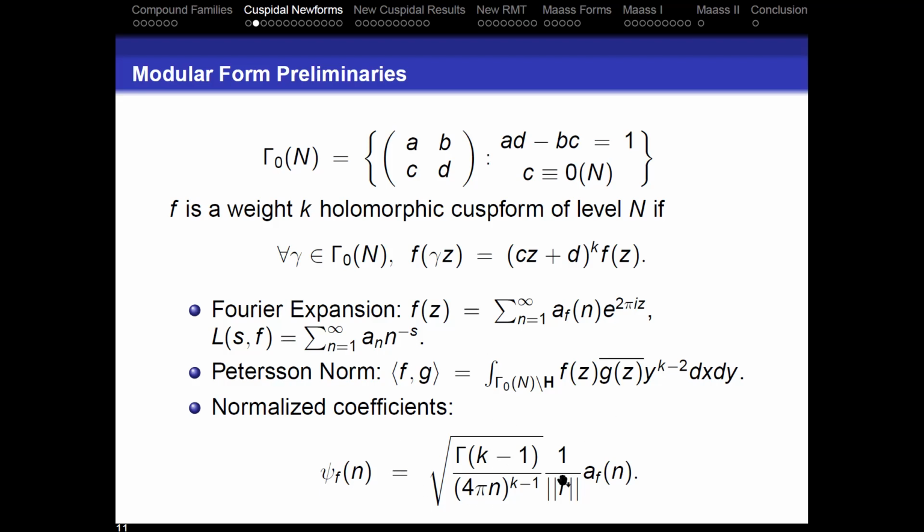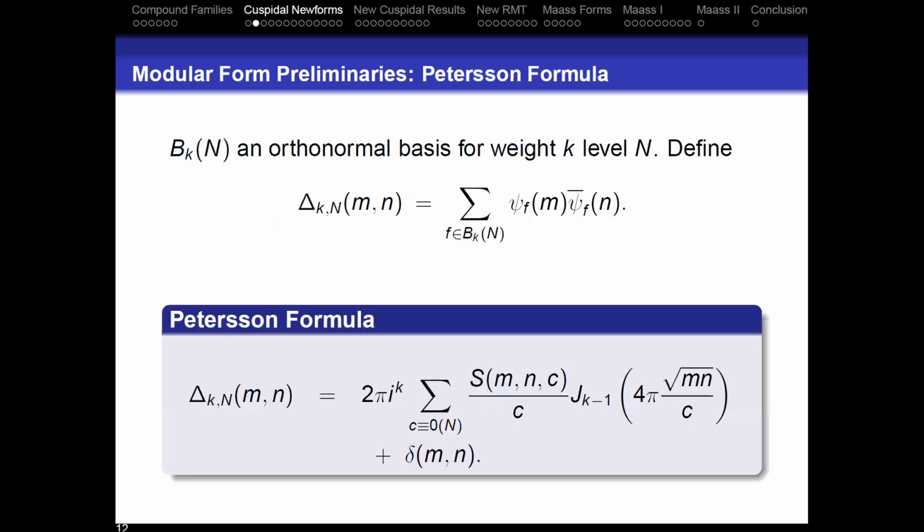If you look at this normalization over here, we're dividing by the norm of the function, the gamma function, and then a power of n. These are all well-defined things, so this normalization isn't too bad. And then the big result is that if we have an orthonormal basis for the weight k level n forms, and we study a sum over basis elements of c_f(m) times c-bar_f(n), where f ranges over my basis and m and n are two numbers, then we have a beautiful result where if m equals n, we get a +1.